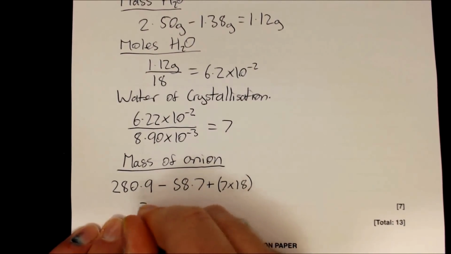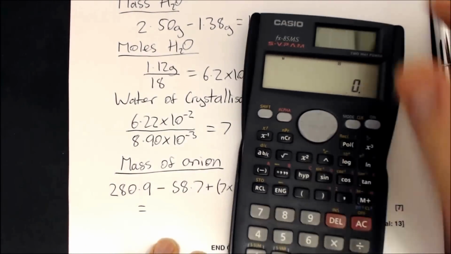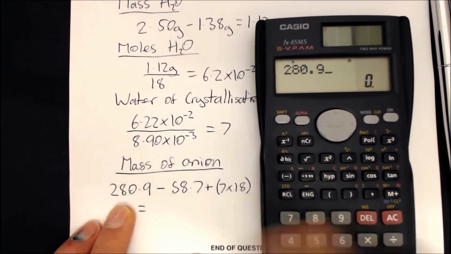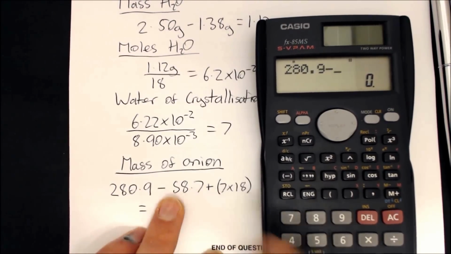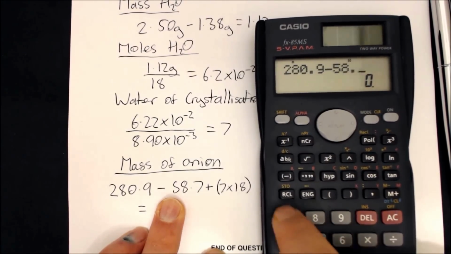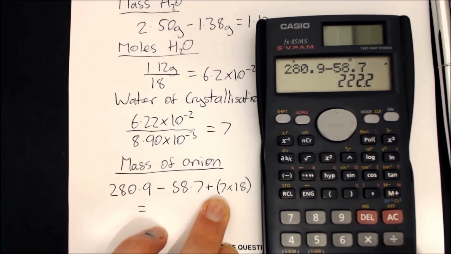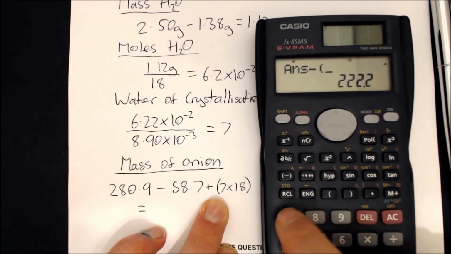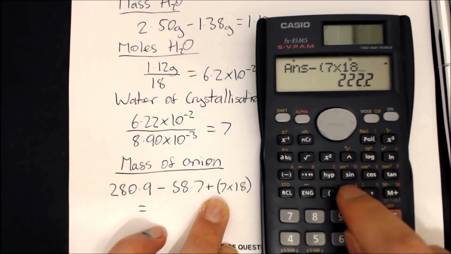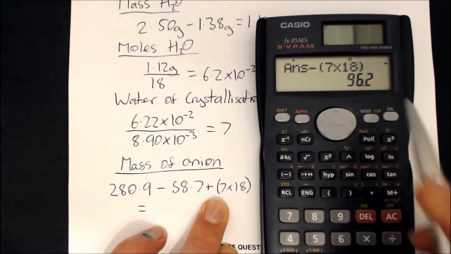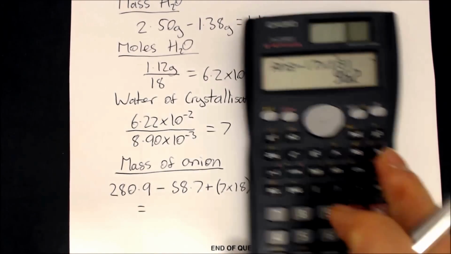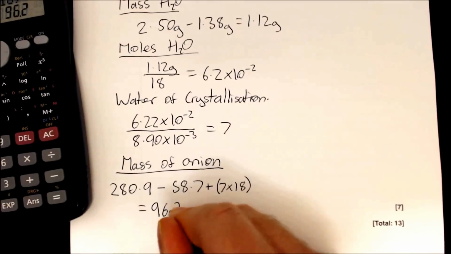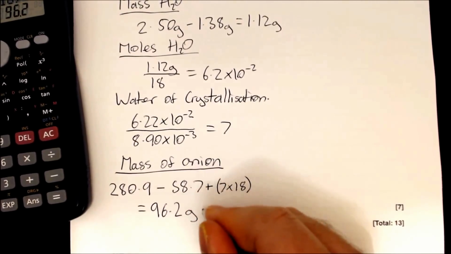And then if we put that into our calculator, so let's do that. 280.9, that was the mass of the hydrated, minus, let's take away the mass of the nickel that we already know, which is 58.7. Okay, and then we also need to take away the mass of 7 molecules of water, and that should leave us with a mass of 96.2. Oh, an Mr, sorry, of 96.2, and this is grams per mole.